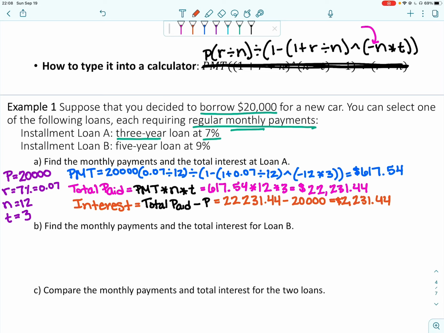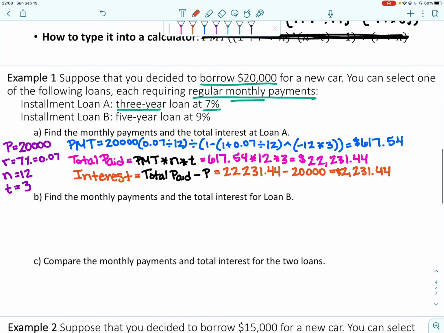So that's loan A. Loan A comes with a monthly payment of $617.54. You're going to pay a total of $22,231.44, and that's going to be interest of $2,231.44. So let's look at loan B. Loan B is a 5-year loan at 9%. So you have a longer amount of time to pay it off, but they're going to charge you more in interest. So let's see how that affects these values.